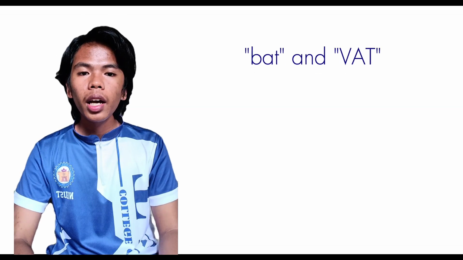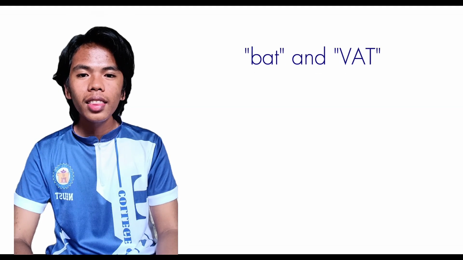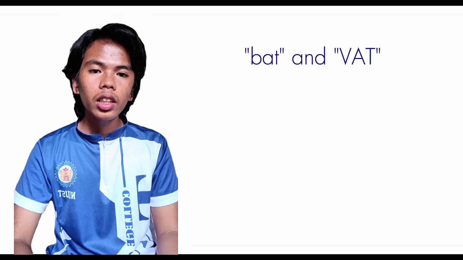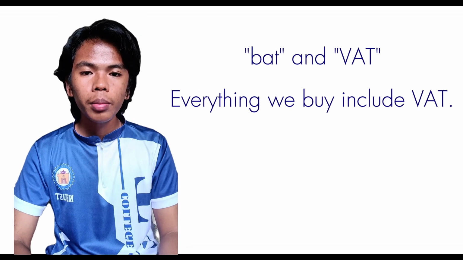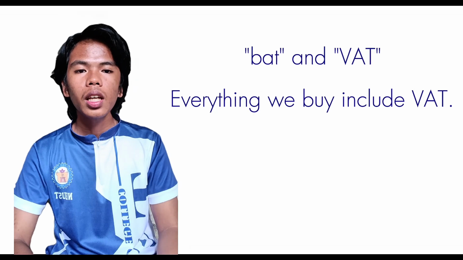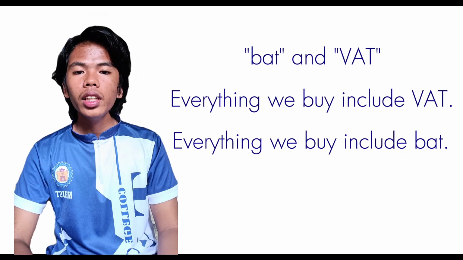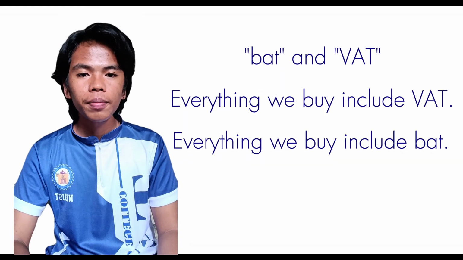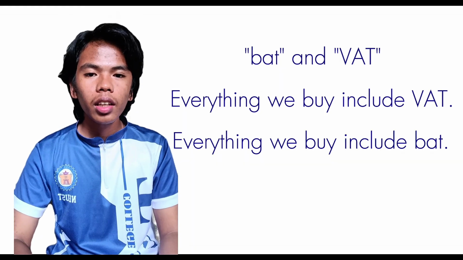So bat is an animal while VAT is an acronym for value added tax. So when you say, everything we buy includes VAT, but you pronounce the V as B, everything we buy includes bat. It might confuse others that bat is an ingredient to every product that we buy.